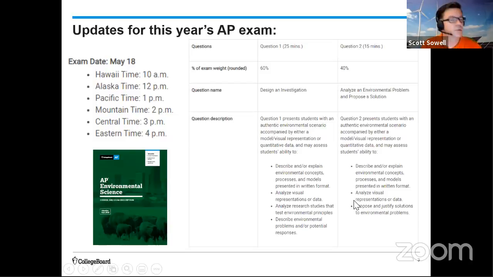So I just want to do one more time the updates for this year's exam. You can see when our exam is, May 18th, and there are the times below. And again, only 2 FRQs this year because of our coronavirus situation. Only 2 FRQs, taking it at home, with question 1 being based on an investigation of some sort, either you investigating or you proposing an investigation or parts of an investigation, or perhaps analyzing someone else's investigation. And then the second one is in proposing a solution to an environmental problem. So a little bit more details down here below about what skills you will need to do those.